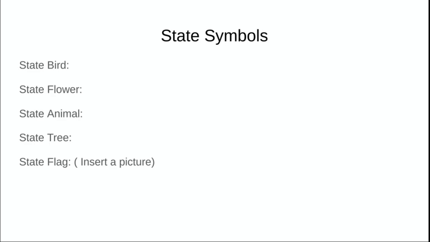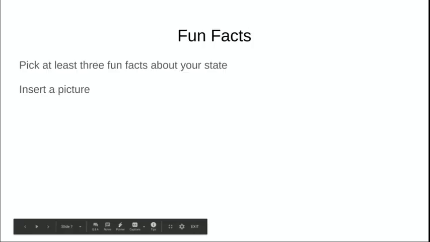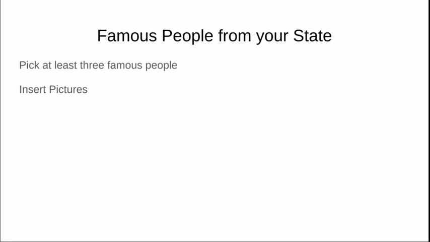Next, you're going to tell me the state bird, the state flower, state animal, state tree, and the state flag. You can't tell me the state flag, you need to insert a picture. You can also have pictures of the bird and flower and animal too, but I'm really only asking for a picture of the state flag. Okay, then pick at least 3 fun facts about your state. Maybe it was a state where the first pancakes were invented. I don't know. Whatever you find out, fun facts. Give me some good ones. Then you're going to find 3 famous people from your state.